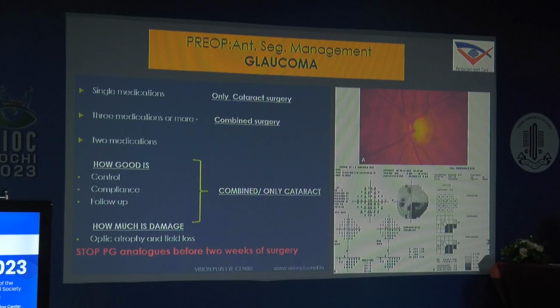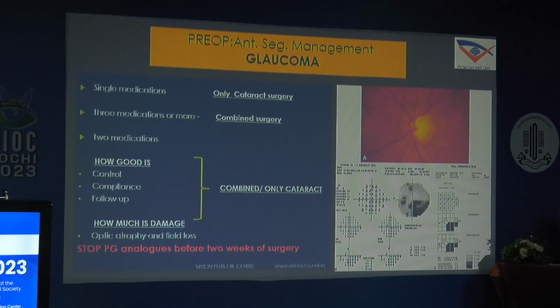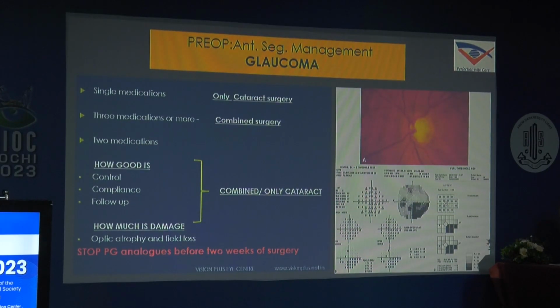Look for associated glaucoma. Patients who are well controlled, on single medications, you may plan only for cataract surgery. But those who are on more than 3 medications may require combined surgery. Now we are moving from trabeculectomies towards MIGS, which is much less invasive and is giving reasonably good outcomes. You can combine it with your cataract surgery, and you're also saving the conjunctiva for a future trab if at any time it is required.